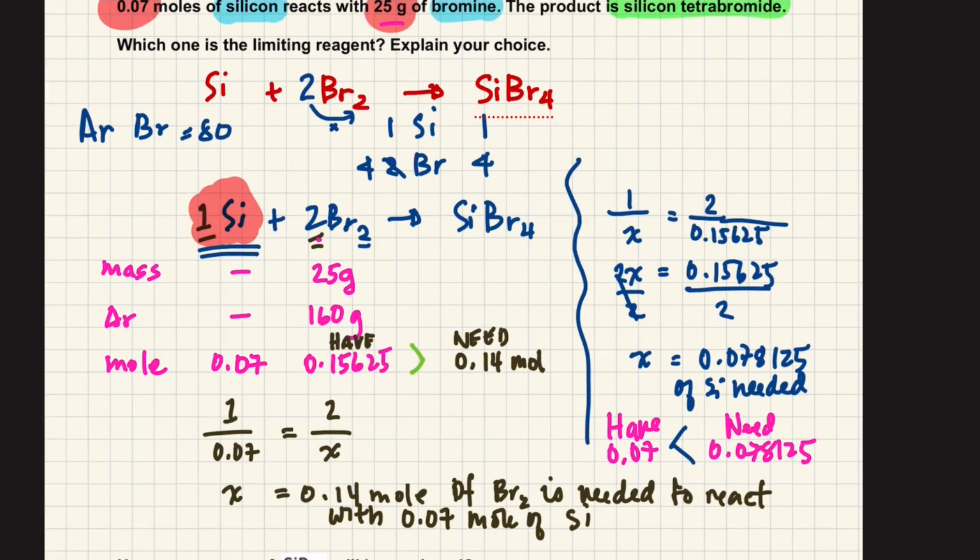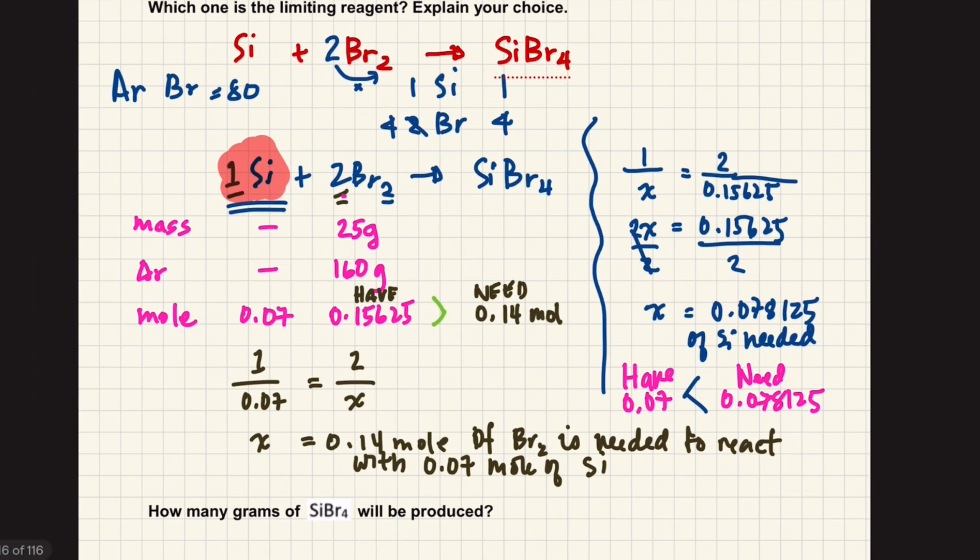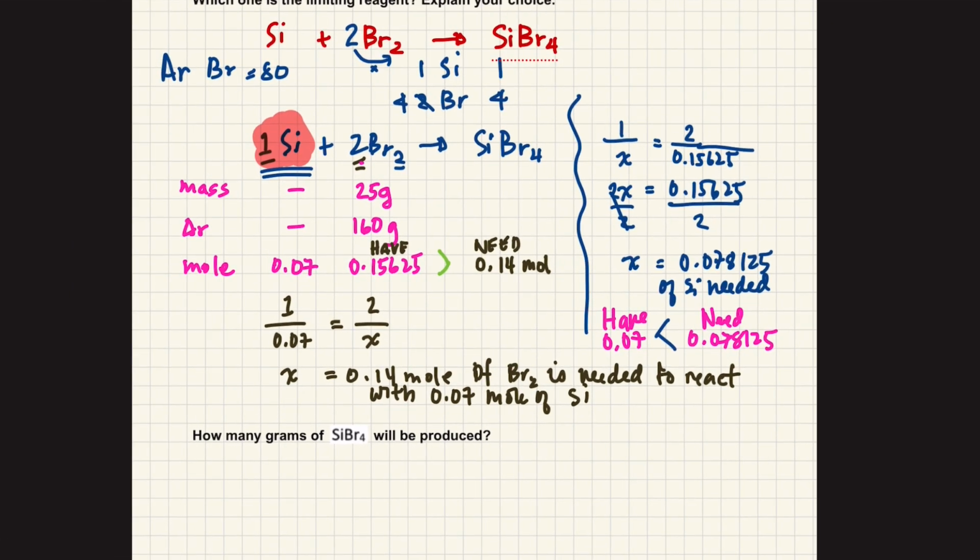So let's look at the next question. We already know what the limiting reagent is. It's silicon. So we need to keep that in mind when we calculate how many grams of the product will be produced, because we have to base everything on the limiting reactant, not the excess. So what are we going to use to calculate this? We need to use the values for silicon, since silicon is the limiting reactant. So let's begin.